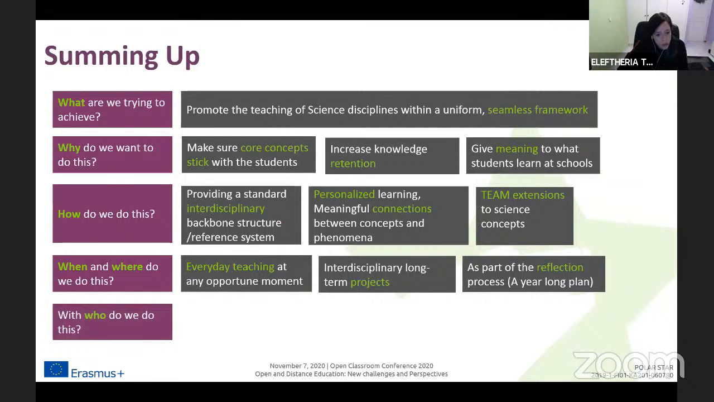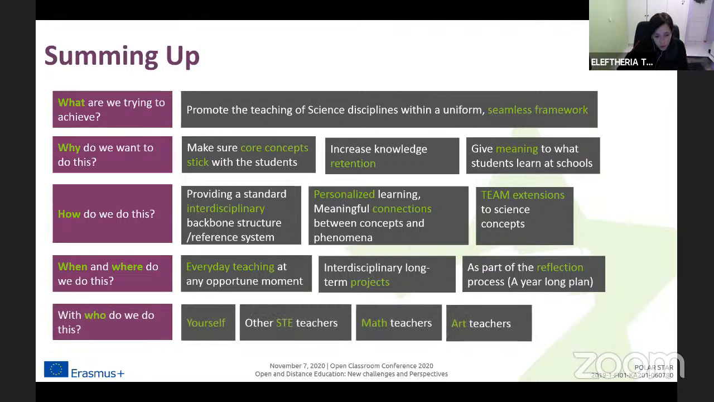With who can you do this? You can do it yourself on your own, in your own class. You can do it by collaborating with other STEAM teachers. And obviously, this is the best way to do it. The best way is to do it collaboratively, because if you really think about it, how can we be talking about interdisciplinary learning if the teachers that teach the separate science disciplines don't start collaborating to begin with? So teacher collaboration is at the very heart of anything that you would want to do with interdisciplinary learning.